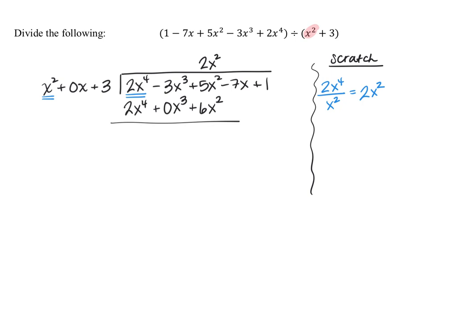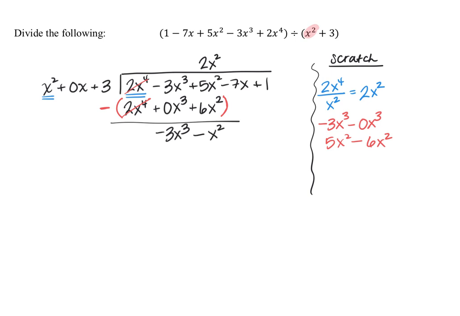Now here is the step that you have to be super careful of. It's the subtraction step. I call it my red pen step. I always get out a red pen because I'm subtracting, but I have to realize that I'm subtracting this entire quantity, which means I'm subtracting all three of these terms. So I'm taking this 2x to the fourth minus 2x to the fourth, which subtracts out. And then I have a negative 3x to the third minus 0x to the third, which will just be a negative 3x to the third. Then I have a positive 5x squared minus 6x squared, which gives us a negative x squared.